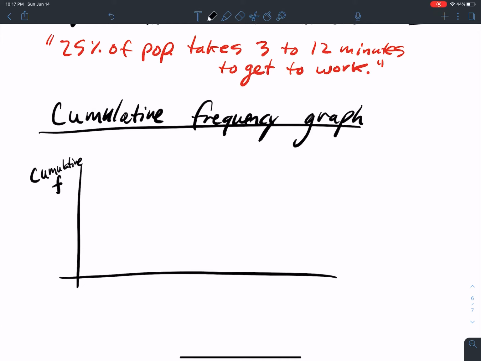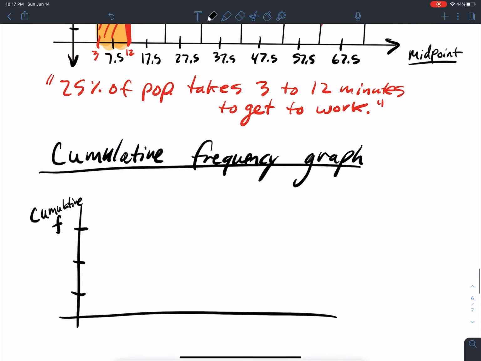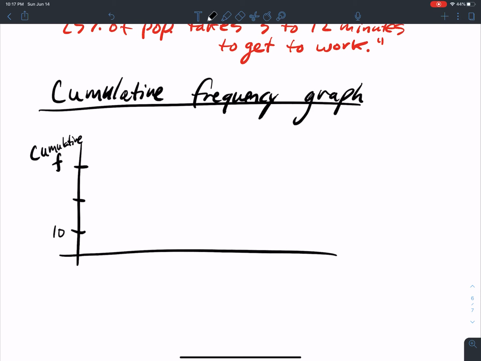We added up to, I guess, 28. So I need to at least make 20 go up to 28. Now, if you want to put 28 tick marks, be my guest. I'm just going to put 3 and count by tens. Okay? So if you want to go all out, go for it.